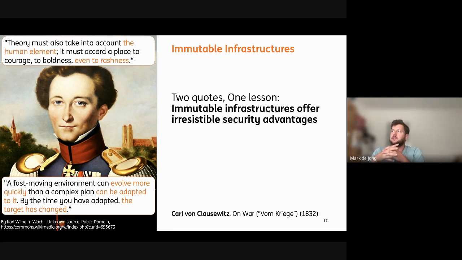So you need to, in the design phase, take in the human element to see what might even happen. But the rashness is important in this one. Thick fingers could cause any problems. But also, a fast-moving environment can evolve more quickly than an actual compact plan can be adapted to that fast-moving environment. So you're always too late if you come up with a complex plan to cater for security, but the world has moved on already.